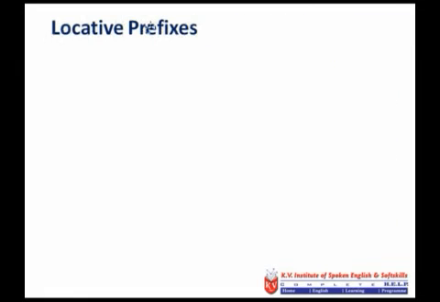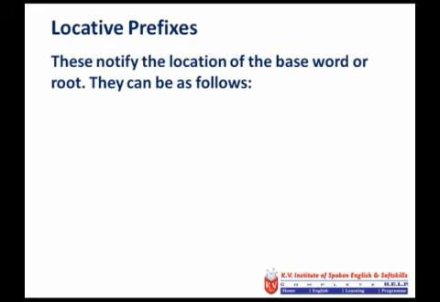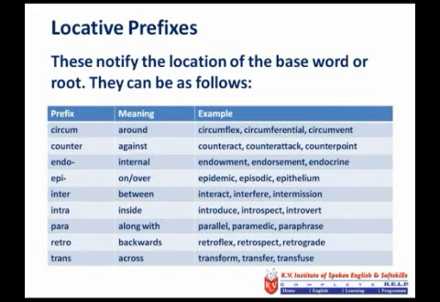Now let's see locative prefixes. These notify the location of the base word. Circum means around. Some of the words are circumflex, circumferential, circumvent. Counter, which means against: counteract, counterattack, and counterpoint. Endo means internal: endowment, endorsement, endocrine are some of the words.